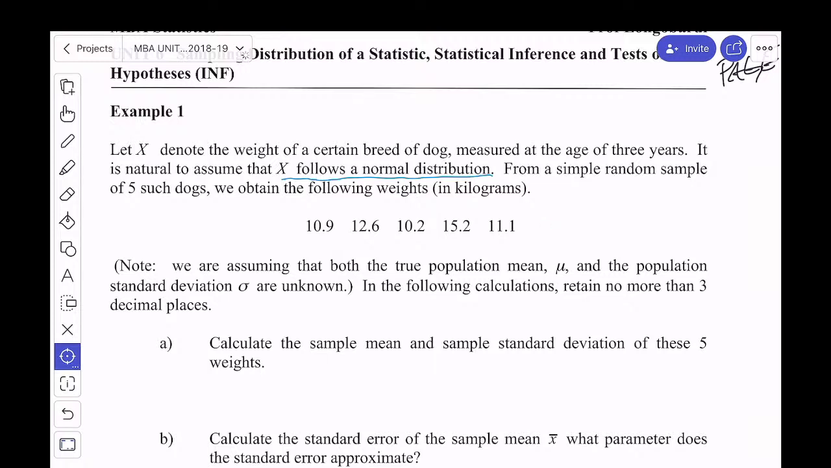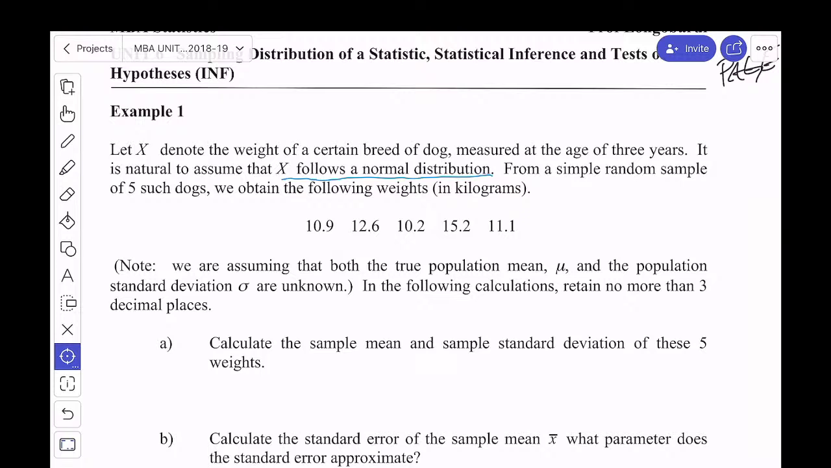We're going to assume that the true mean mu and the population standard deviation are unknown. And we're going to use the results described in the notes: if this is the case, and you start with a normal distribution, taking a sample from it, even if it's small, the sample mean will be approximately normally distributed.